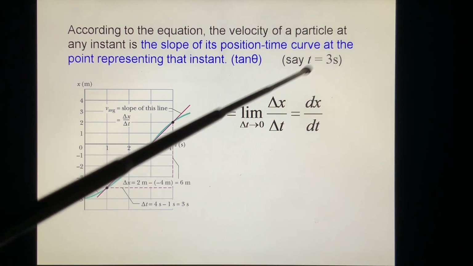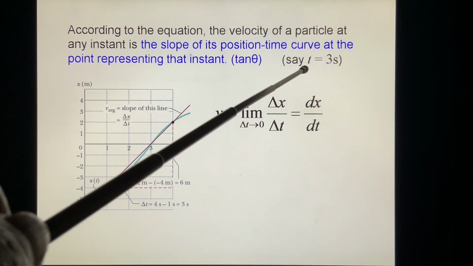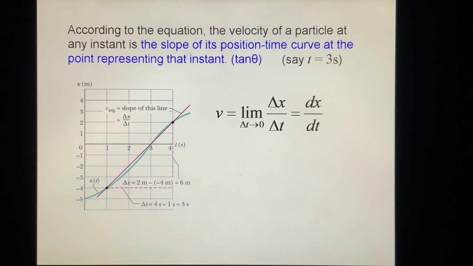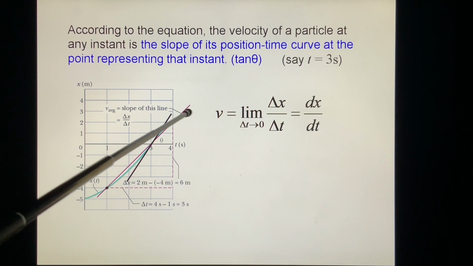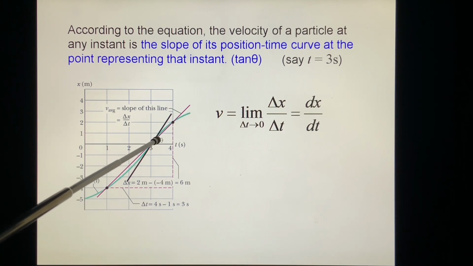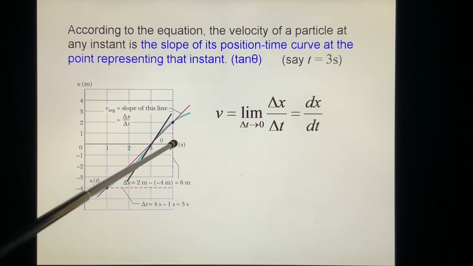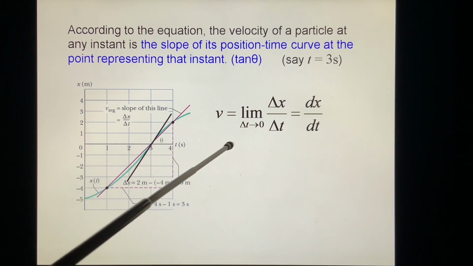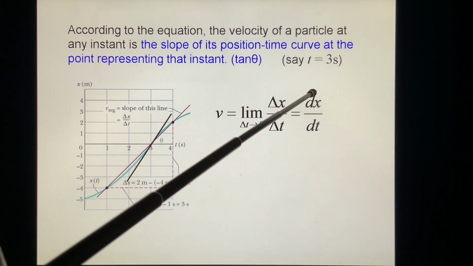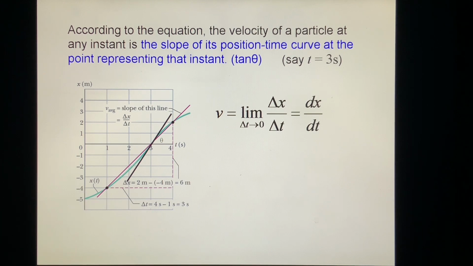For example, we want to find the velocity at time t equal to 3 seconds. At this point, the velocity by calculus is tangent theta. Remember that? We draw a tangent line to this curve, and this is theta with respect to the positive direction of x. And tangent theta is dx/dt. From calculus.